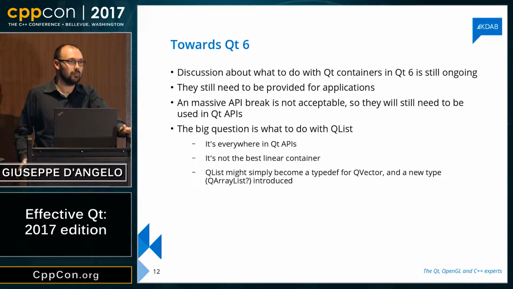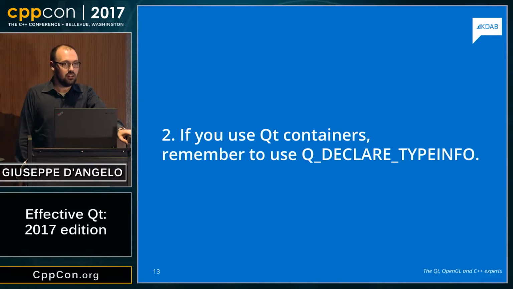So don't worry about them disappearing tomorrow just because I told you, hey, don't use this stuff. We're not going to remove it. Don't worry about that. Okay? All right. Suggestion number 2. If you do need to use Qt containers, for instance, for interfacing with Qt, remember to use Q_DECLARE_TYPEINFO. Remember to declare some type traits for the Qt containers.